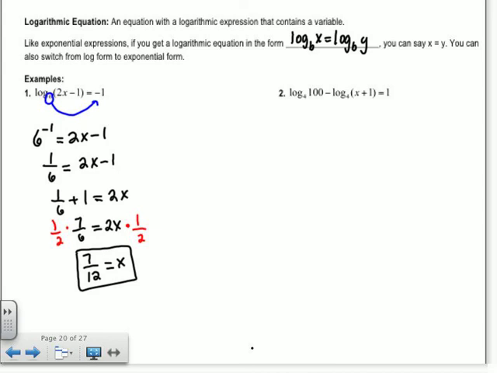How about the next one? We don't have just one log. Is there a way to get it to be one log?